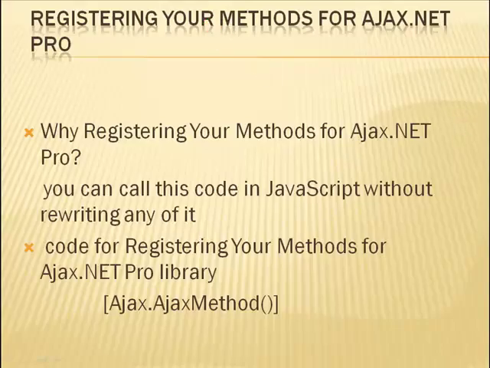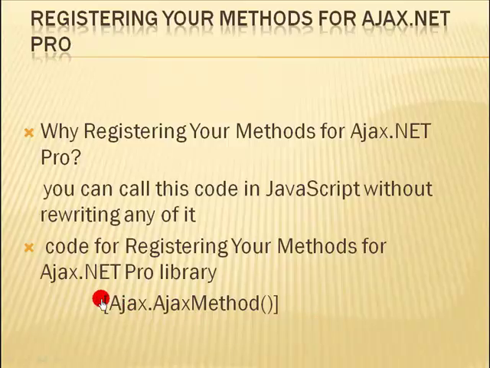Now that you have registered your page, the next step is to register your page methods. You can't have one without the other. You have to register a page class that has Ajax.NET Pro methods on it. You have already added the change image method to your aspx.cs file. Remember, I said you can call this method in JavaScript without rewriting any of it. Here is the magic of the library. Simply mark your method with this attribute.